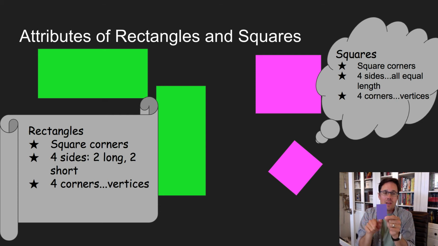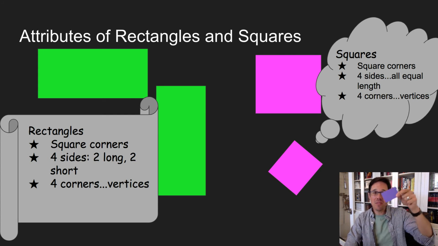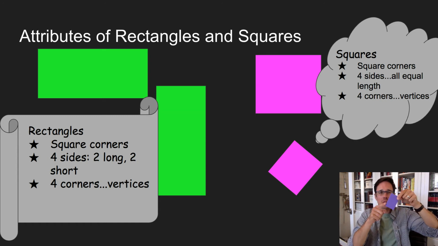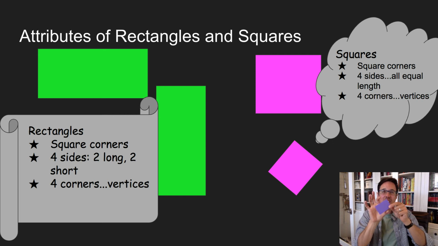Okay. The rectangle is going to have two long sides and two short sides. In fact, they might even be faced this way. They could be faced this way, kind of looking like a diamondish. If it has two sides that are the same length and two sides that are the same length, and the first two are longer and the second two are shorter, you have a rectangle. All right. And again, there are going to be 4 vertices, corners. And those 4 vertices, corners, are always going to be on every rectangle.